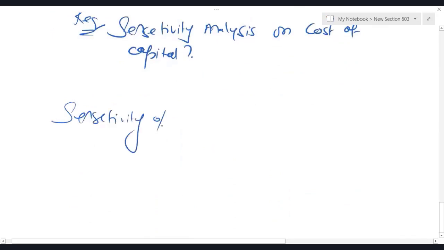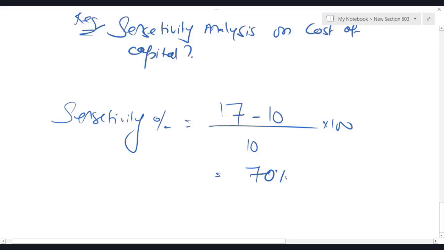Sensitivity percentage is equal to IRR, which is 17%. So while putting in a formula, ignore the percentage sign, minus cost of capital, which is 10%, divided by 10, then into 100. If you use the calculator, it becomes 70%. Simply 17 minus 10 gives you 7. 7 divided by 10, it is 0.7. Then multiply by 100, it's 70%. It means if the cost of capital increases by 70%, then NPV becomes 0. So the adverse change is a rise in the cost of capital, and obviously if the cost of capital becomes equal to IRR, then NPV becomes 0.